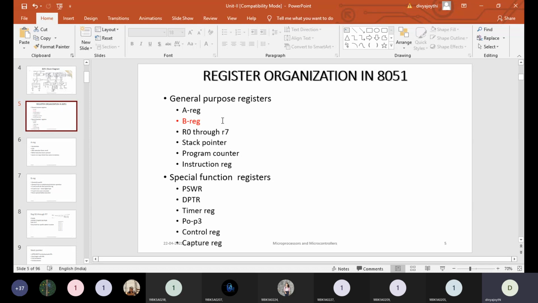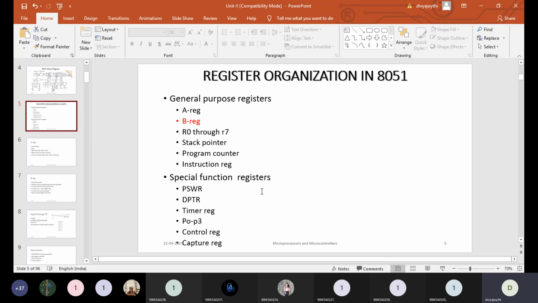Here, the thing you need to remember is that among all these six general purpose registers, the program counter is the one which is a 16-bit register, whereas the remaining registers support only 8 bits of data. I'm repeating it once again. The program counter, in short PC, is a 16-bit register, whereas the remaining five are 8-bit registers only. And the next register is the instruction register. So this is all about the general purpose registers.